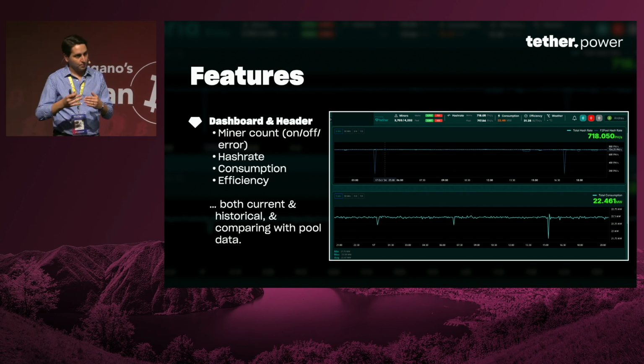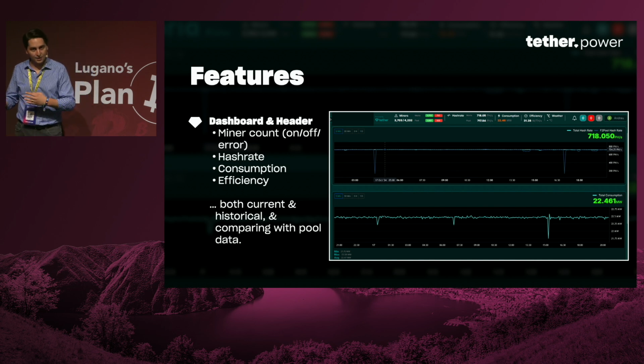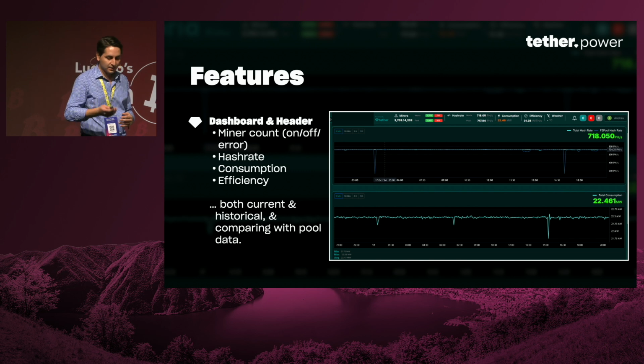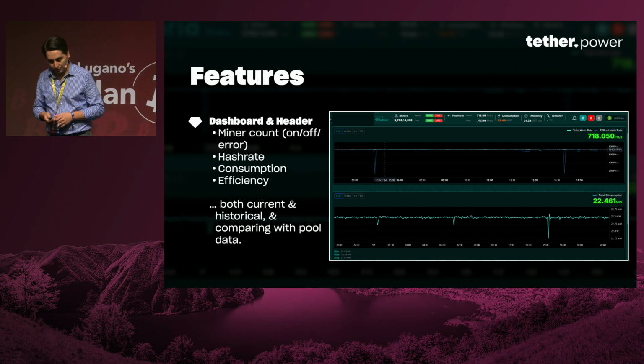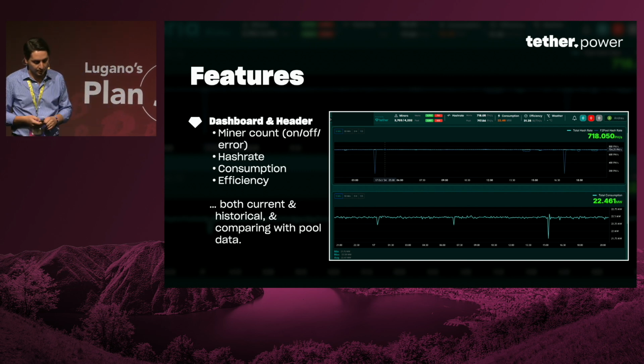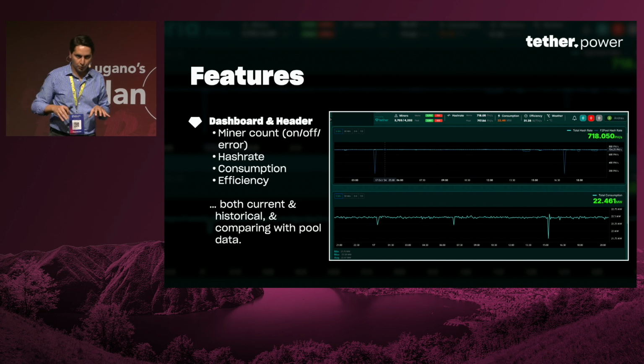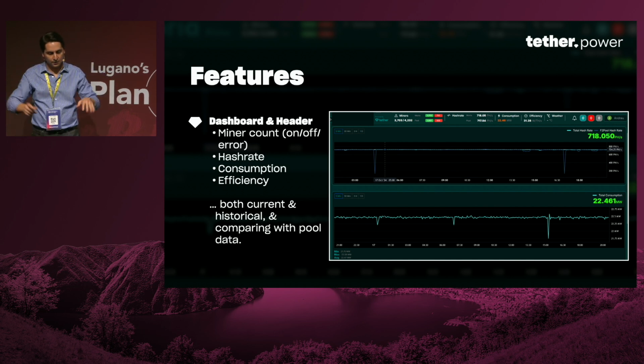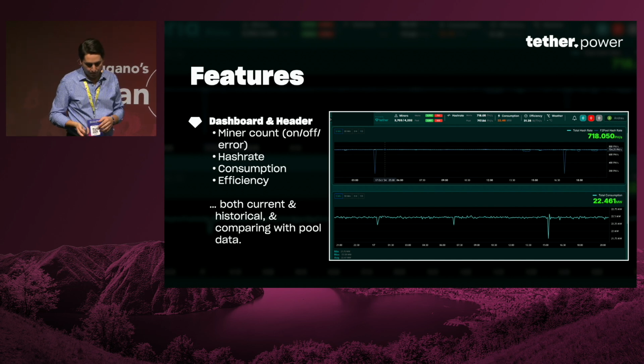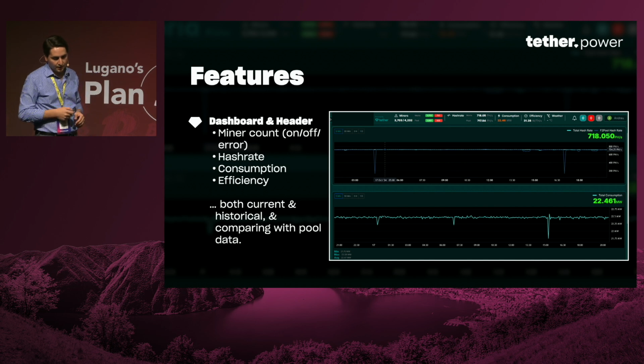By having them next to each other, we can also figure out if the pool is scamming us, let's say, or if there's a reason why we are seeing less hash rate from the pool than what we are seeing from our miners. So we interact with the miners, we interact with the pool, and we see how these two things match or not. Then we have the power. And you can see on top, for instance, an efficiency number.